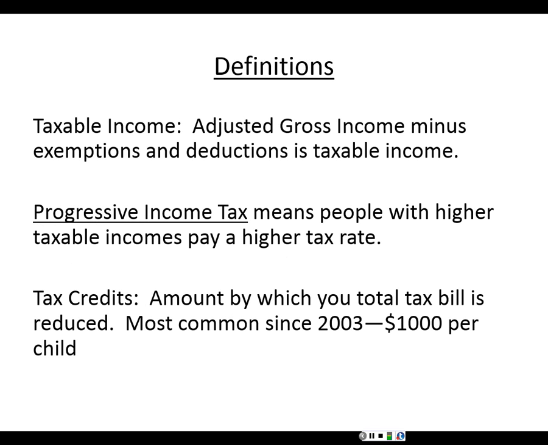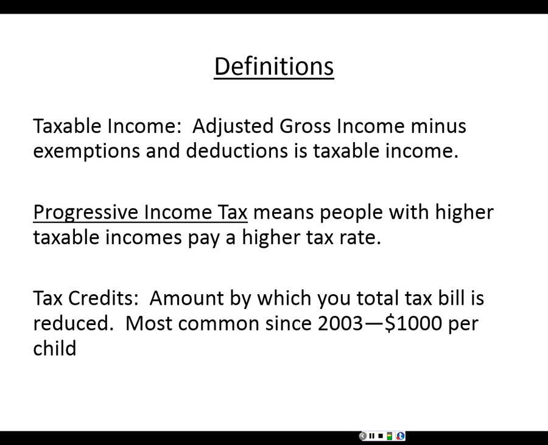So if you subtract from your adjusted gross income whatever your exemptions and deductions are, the answer you get is your taxable income. Taxable income is what you use the chart at the top of your page for. Progressive income tax just means people with higher taxable incomes pay a higher tax rate.